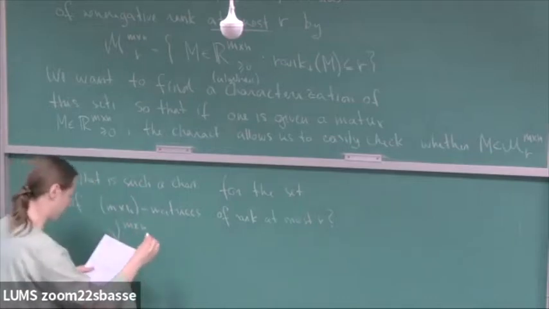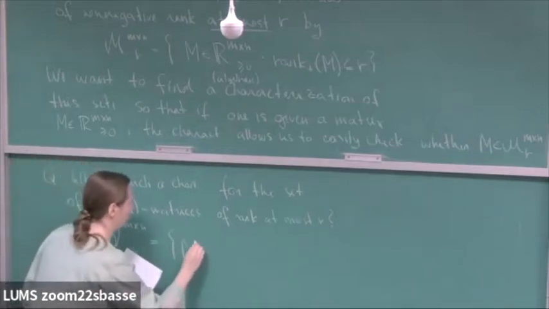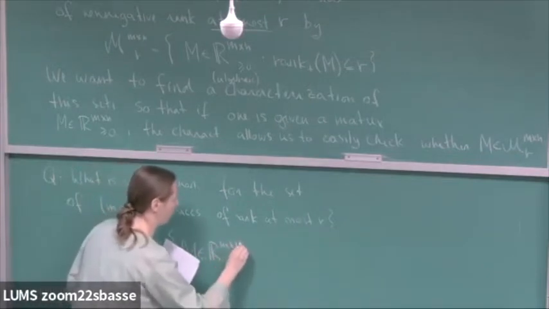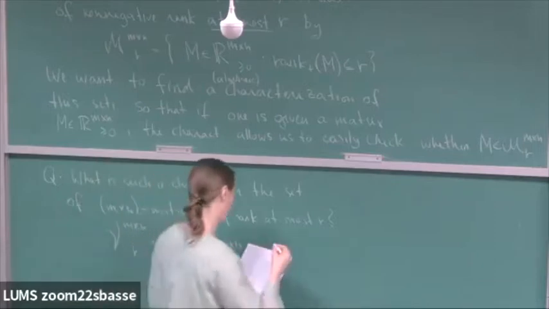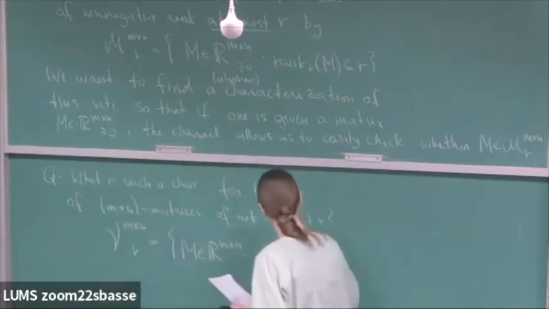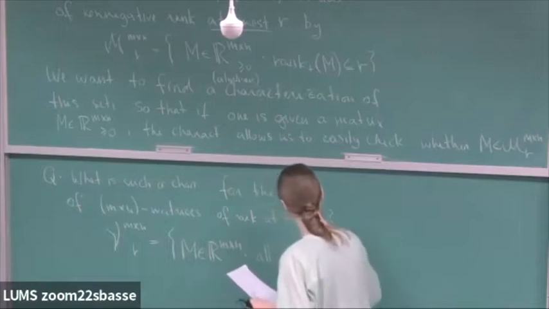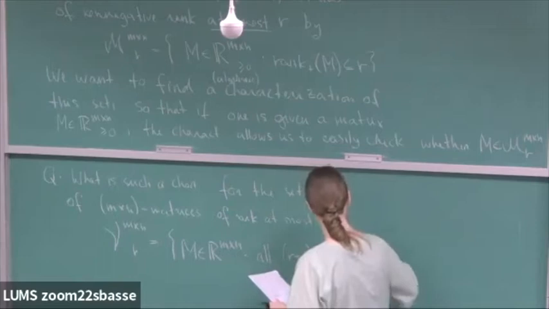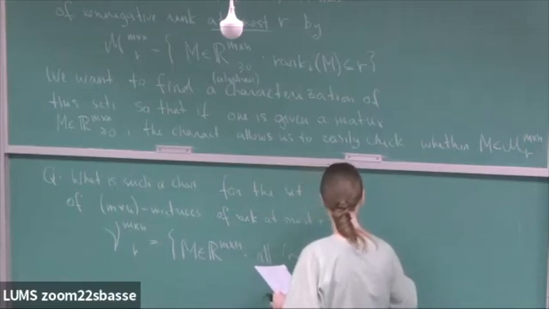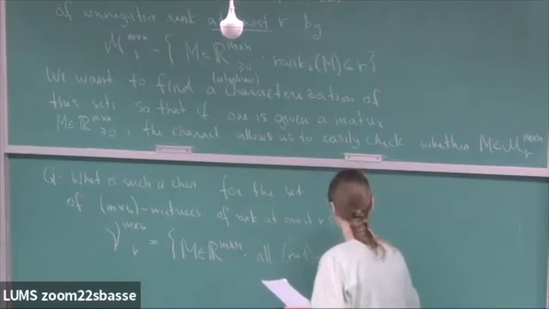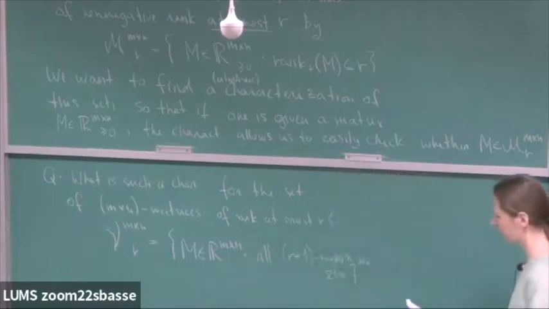So the answer is that in this case this is a variety such that all r plus 1 minors are 0.